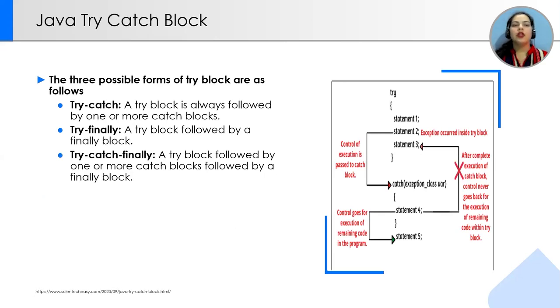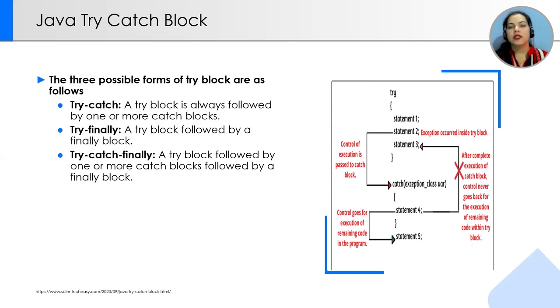Then there are three possible forms of a try block, and these are try catch, try finally, and try catch finally. When we talk about try catch, the try block is always followed by one or more catch blocks. When we talk about try finally, a try block is followed by a finally block. When we talk about try catch finally, that means a try block followed by one or more catch blocks, which are followed by the finally block. You can see this in the diagram mentioned here.